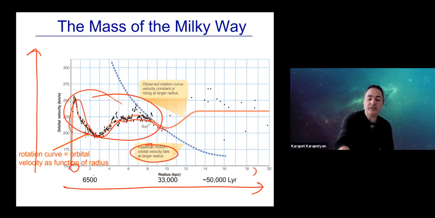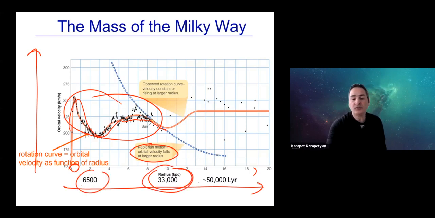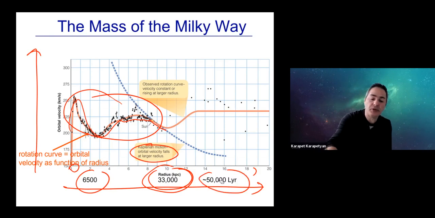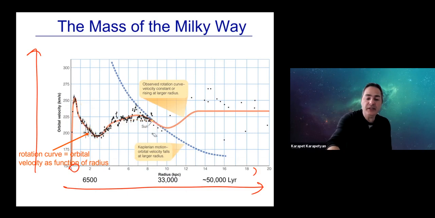So you can say 6,500 light years, or actually kiloparsecs, 33,000 kiloparsecs, and so on and so forth. So here, roughly 50,000 light years, which is about 33 kiloparsecs. Now, the idea here is, instead of seeing something like this, which basically was the expectation in the beginning, we see this curve, kind of like this.